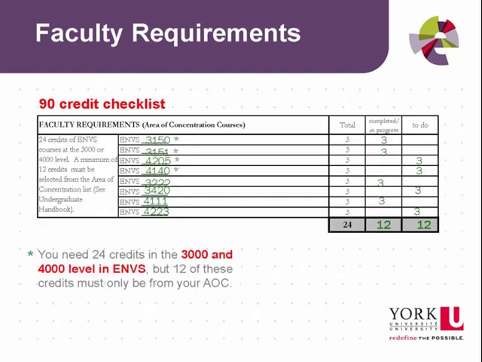This slide shows the faculty requirements for the 90 credit checklist. For this section, you need to list 24 credits of ENVS courses at the 3000 or 4000 levels. 12 of these credits must be taken from your area of concentration, as the example here shows. The remainder of the courses must be ENVS courses at the 3000 or 4000 level, but from any area of concentration. Make sure that you only list the course codes and not the full course names, as well as the credit values for each, again in the appropriate completed or to-do columns.